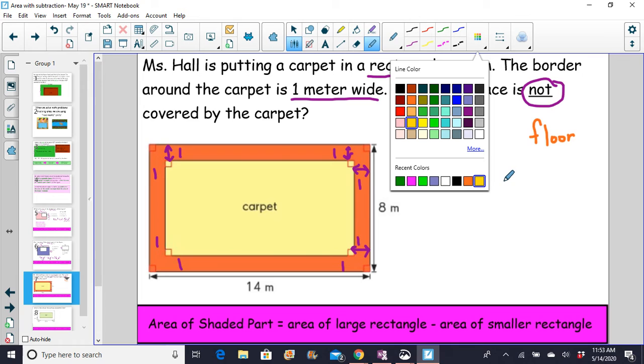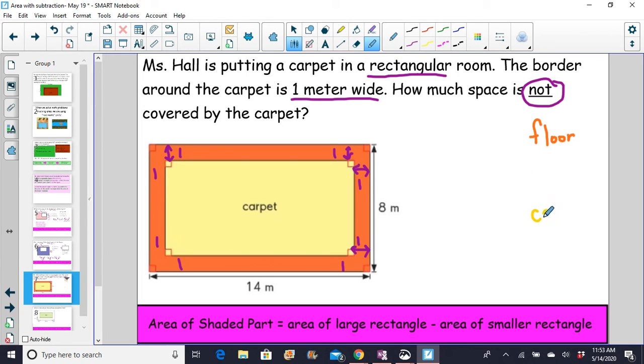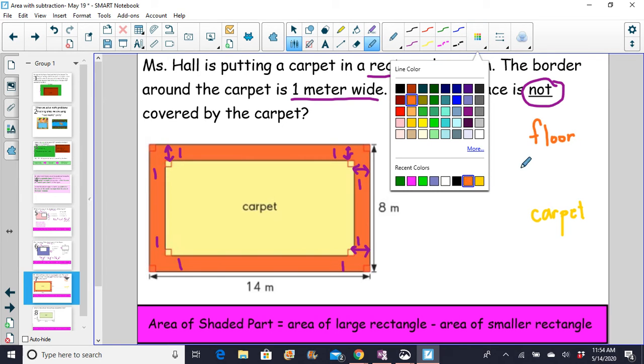So I will go ahead and find the carpet as well. So look at the measurements that we actually have labeled. Okay, I only have measurements labeled for the floor. If you look on the outside, I've got 8 meters. My floor is 8 meters wide by 14 meters long. So I'm going to go ahead and find that area since I know I have those measurements.